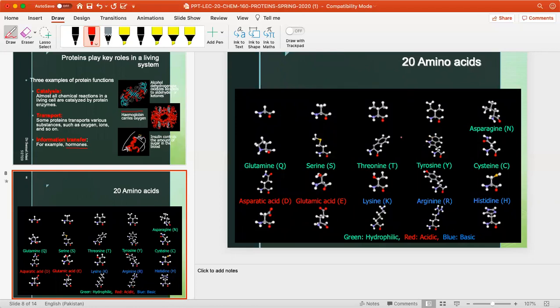So these are the 20 amino acids. ठीक है, जो green amino acids हैं, they are all green हैं इसमें, blue हैं इसमें amino acids, और red हैं. जो red वाले हैं, they are acidic amino acids. Blue one, they are basic. Green one, they are hydrophilic, और जो white हैं, वो hydrophobic हैं. ठीक है, हाइड्रोफोबिक हैं. Let's see in the next slide.